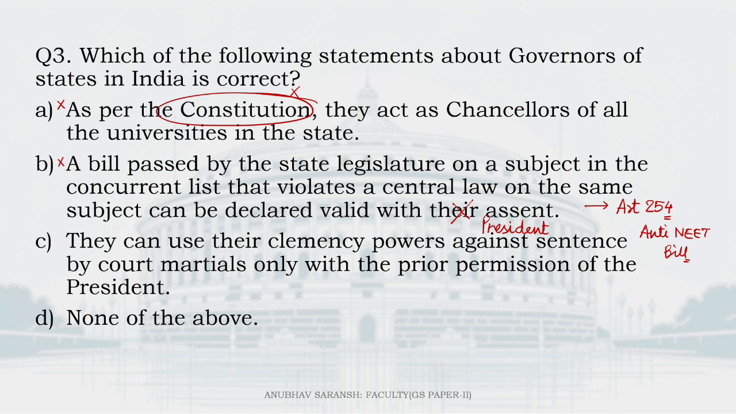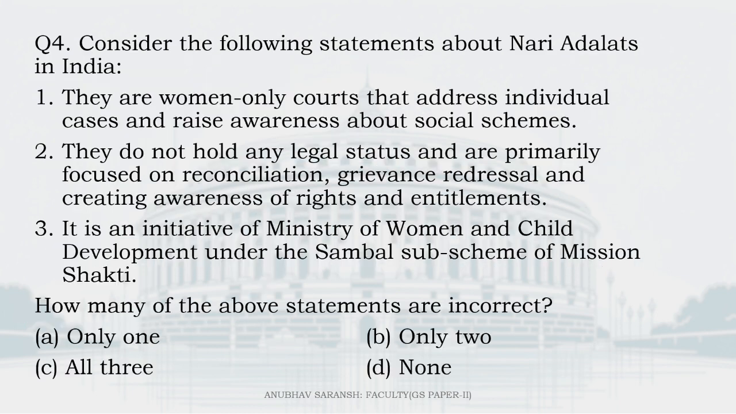C. They can use their clemency powers against sentences by court martials only with the prior permission of the President. Utter nonsense. Governors under Article 161 do have clemency powers, but they have no such clemency over court martials, meaning military court punishments. So C is also wrong. This means D, none of the above, is correct. Moving on to question number 4.